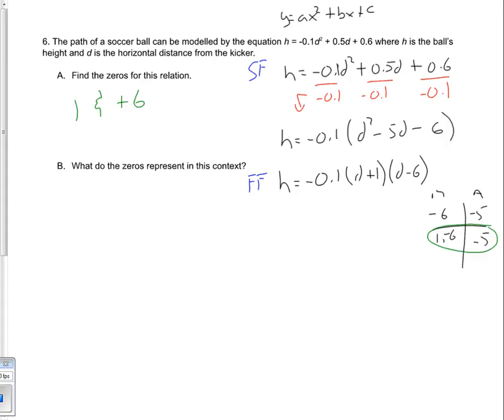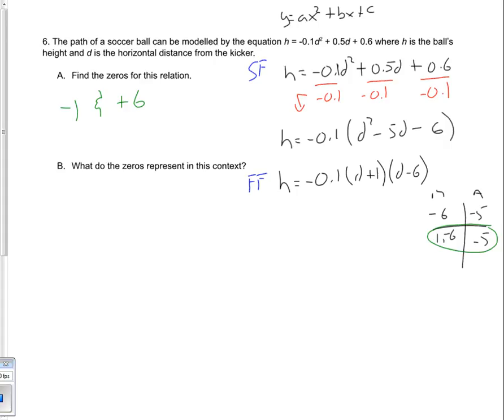Now, what do the zeros represent in this particular context? Well, the zeros are for d, and d represents the distance from the kicker. So this is saying that one of the distances is negative 1, and the other distance is positive 6 meters. Well, the person is not going to kick the ball backwards and have the ball land behind them. They're kicking the ball forwards.